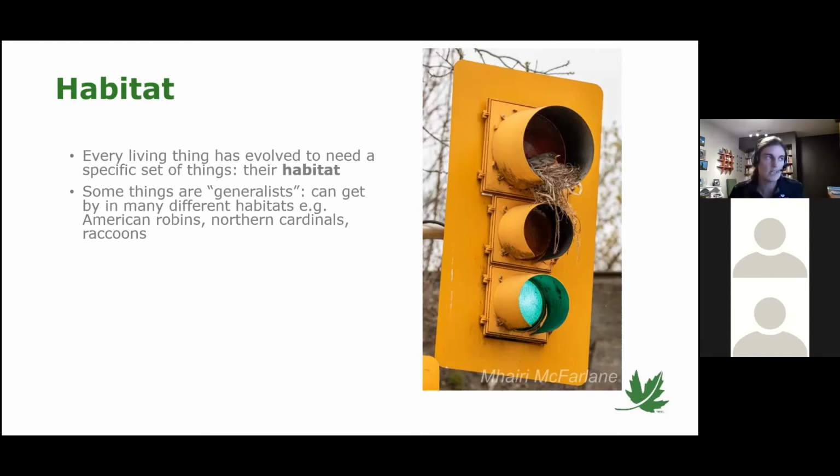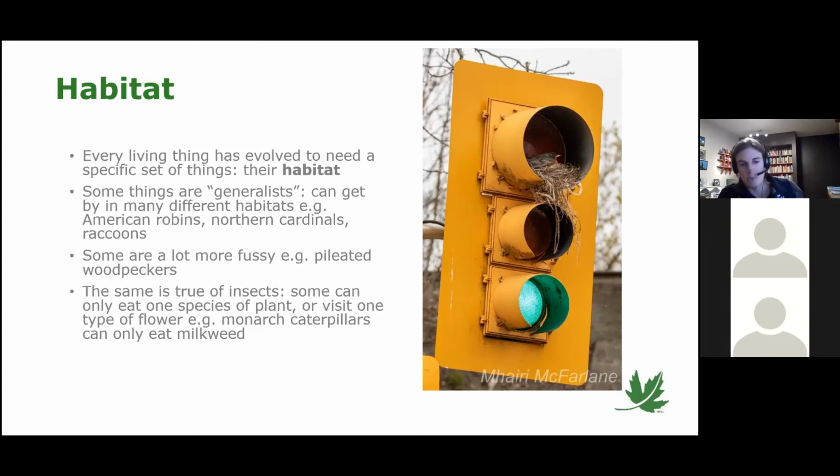But of course, there are other species that are an awful lot more fussy. Pileated woodpeckers could be an example of that, still a common bird, but an animal that needs very specific habitat. It needs forest, prefers big chunks of forest. It needs certain types of food, mostly insect food in those trees, for it to survive. And of course, the same is very true of insects. And that's kind of the point I'm trying to make here, that many insects can only eat one species of plant. They can only visit one type of flower or one color of flower or one shape of flower in order to get the sustenance that they need to survive.